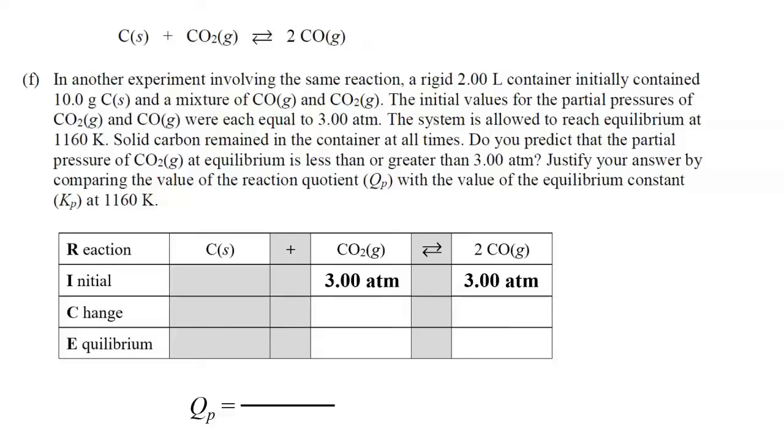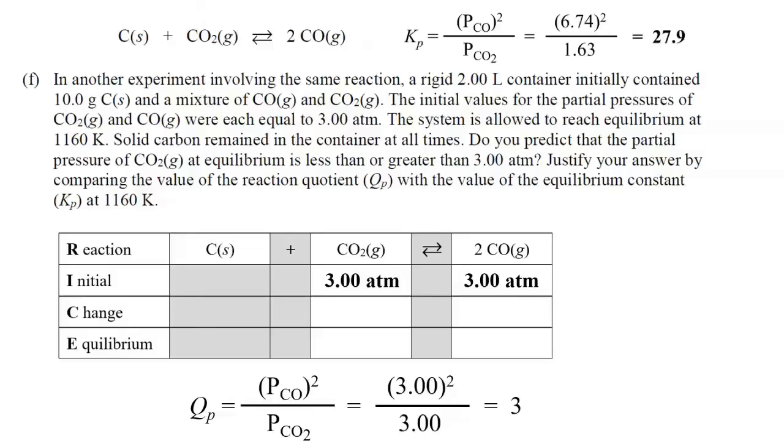So here we have these initial conditions, 3 atmospheres for the pressure of carbon monoxide, 3 atmospheres for the pressure of carbon dioxide. Here's the Qp expression, pressure of carbon monoxide squared divided by the pressure of carbon dioxide. So 3 squared divided by 3 is equal to 9 over 3, or 3. Recall from earlier in this question, the Kp is 27.9. So since 3 is less than 27.9, now we know that the reaction quotient is less than the equilibrium constant.